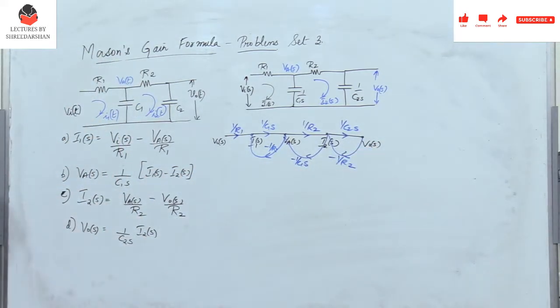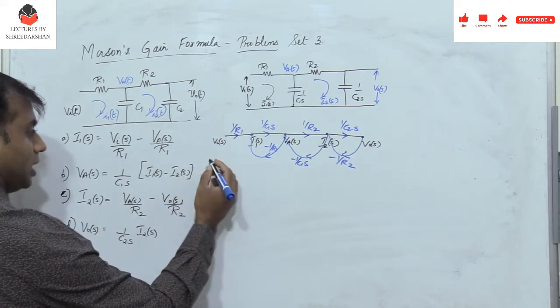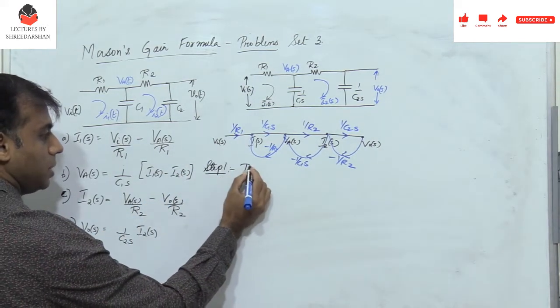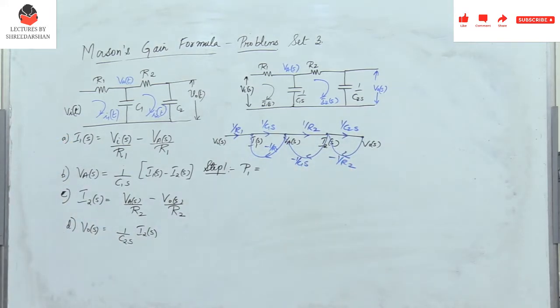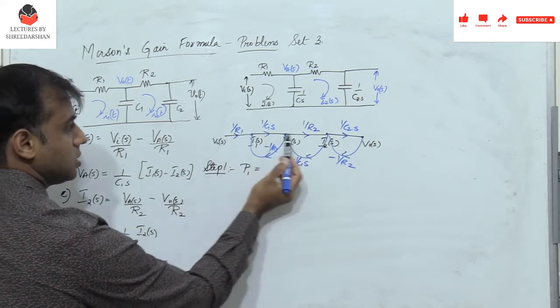Now what is the first step? The first step is to find the path P1, the path which connects the input to the output. There is only one path which connects the input to the output. It is nothing but this path.